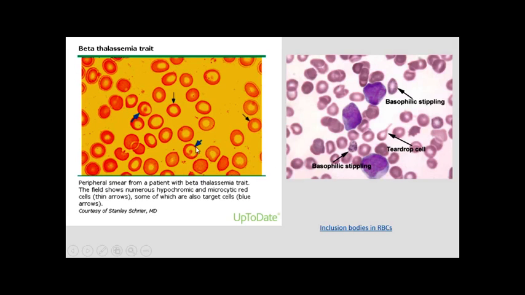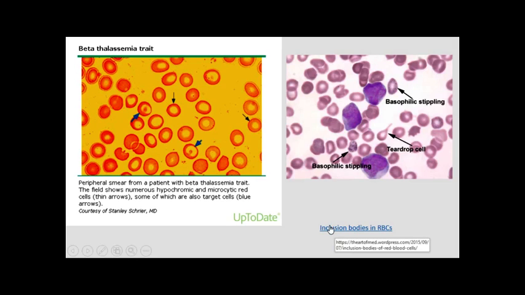and notice that the paleness of the red blood cell is a lot higher than the normal red blood cells. This is the basophilic stippling. This is an example of a teardrop cell, more basophilic stippling here. And here I put a link.